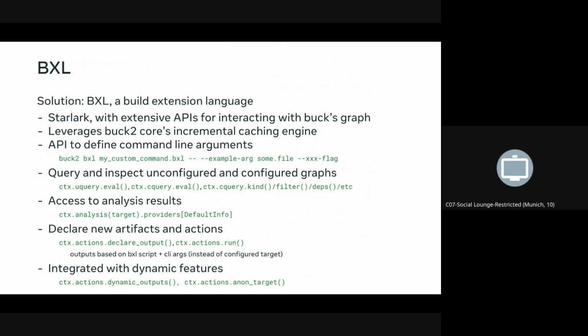And what is it? So BXL is that you write Starlark scripts. We provide an API basically to everything in the build. So let's see, there's some examples here. Okay, you get command line arguments. There's an example BXL command. You can look at the unconfigured graph or the configured graph, do queries on those graphs. Get out targets from your queries, say, and then run analysis for those targets. We have analysis very similar to Bazel analysis, and then pull out the providers. In your BXL, you declare new artifacts, new actions, etc. And then it's integrated with dynamic features, which we didn't have time to talk about in these slides, but those are before this.